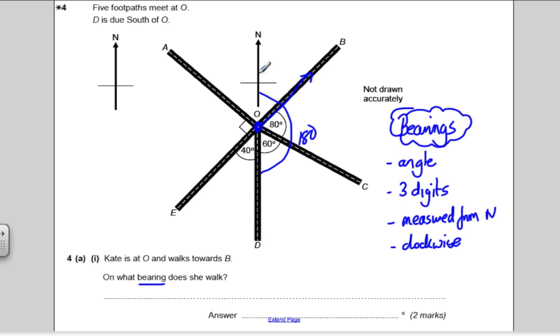So the angle measured from the north clockwise is that angle there. The whole angle here is 180, so Kate's bearing must be 180, subtract this 80, subtract the 60, which would be 40. But a bearing must have 3 digits, so we write 0, 4, 0 degrees.